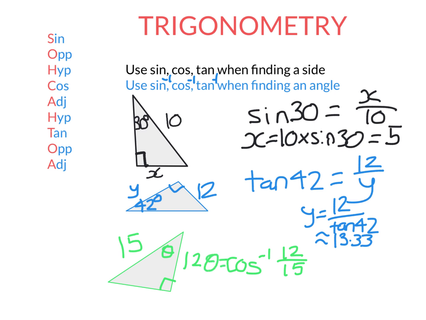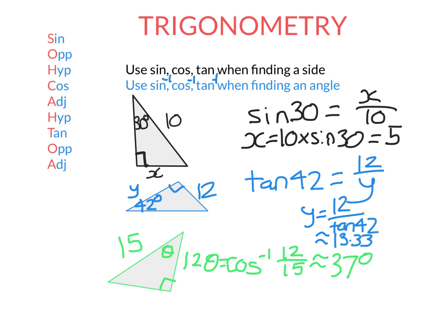Now, normally, when we're giving angles in trigonometry, we give to the nearest whole number. So if we put this on our calculator, we get about 36.87 degrees, which is close to 37 degrees.